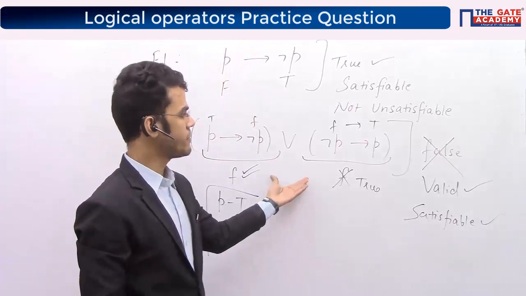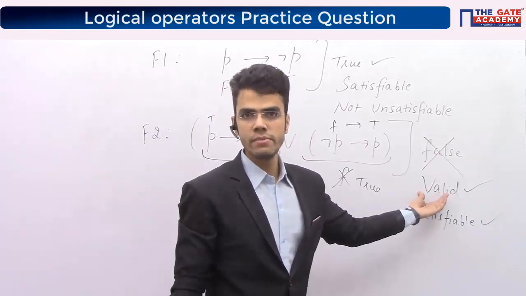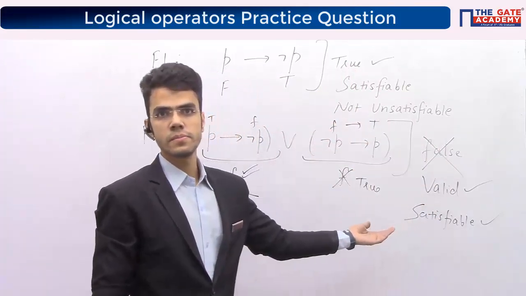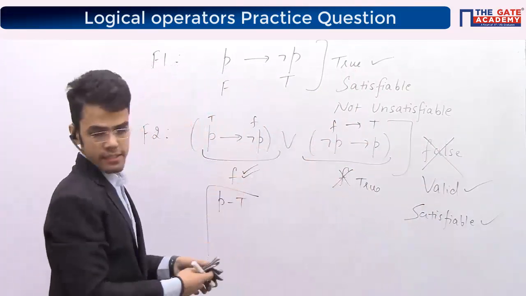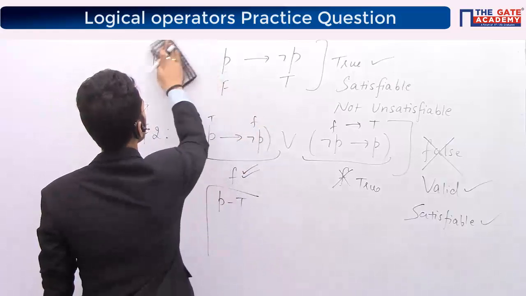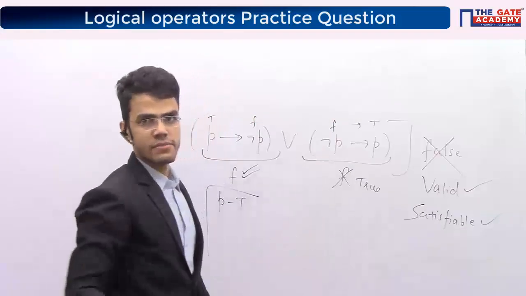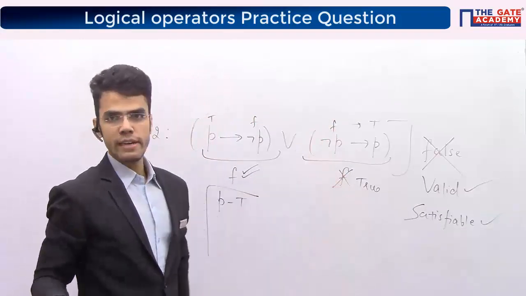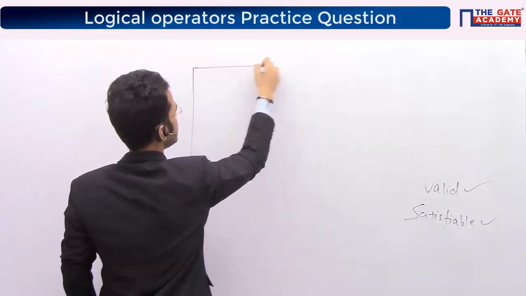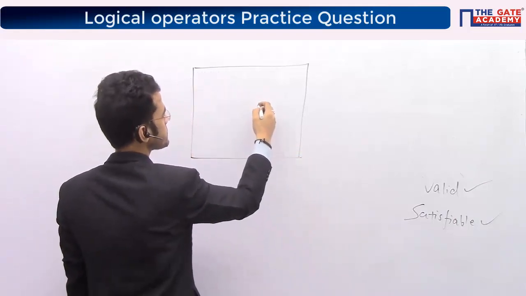It is both. Why are you confused with satisfiable? Satisfiable says at least one true. If you have found that this is valid, meaning all are true, then obviously at least one true is always there, so it is satisfiable as well. Now there must be a confusion between option A and option D, which one should we mark? F1 came out to be satisfiable, but F2 is valid. So if I make a Venn diagram, just pay attention.